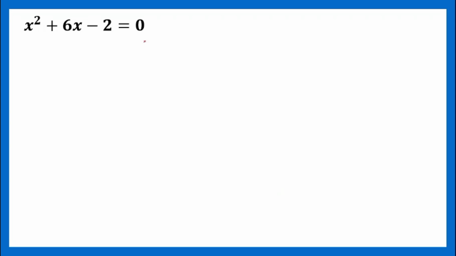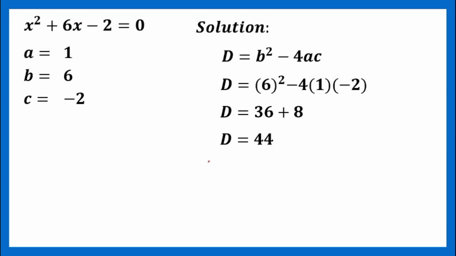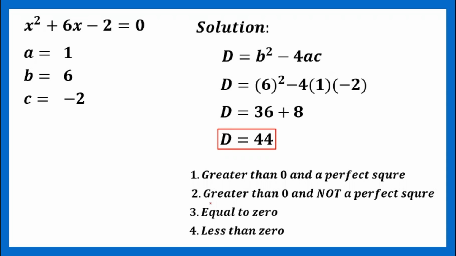X squared plus 6x minus 2 is equal to 0. Then, ito yung solved discriminant natin. Ang sagot ay 44. Ayan. Tapos, after mong malaman yung 44 na sagot, describe natin siya dito sa apat or identify natin alin siya dito sa apat. So, yung 44 na discriminant, dito siya magfo-fall sa number 2. Greater than 0 and not a perfect square.